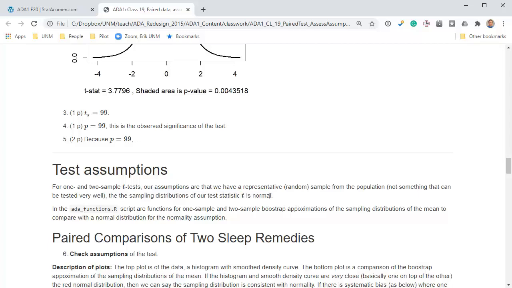Now, there are other tests that we'll learn about soon called non-parametric tests that do not make normality assumptions, and that's where you would change the method that you use to perform a hypothesis test.